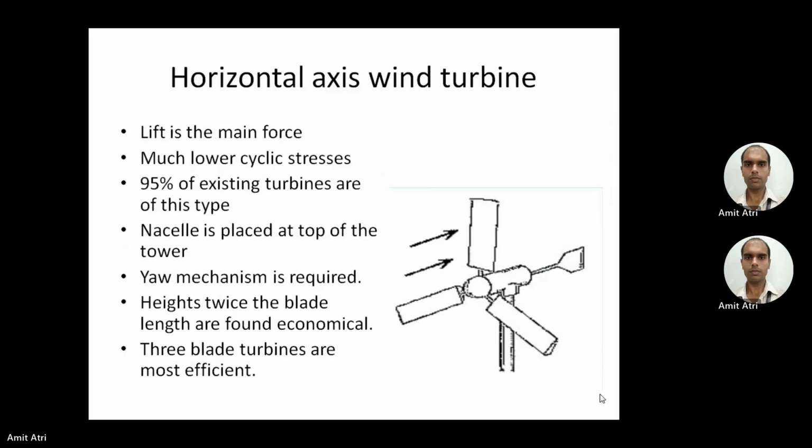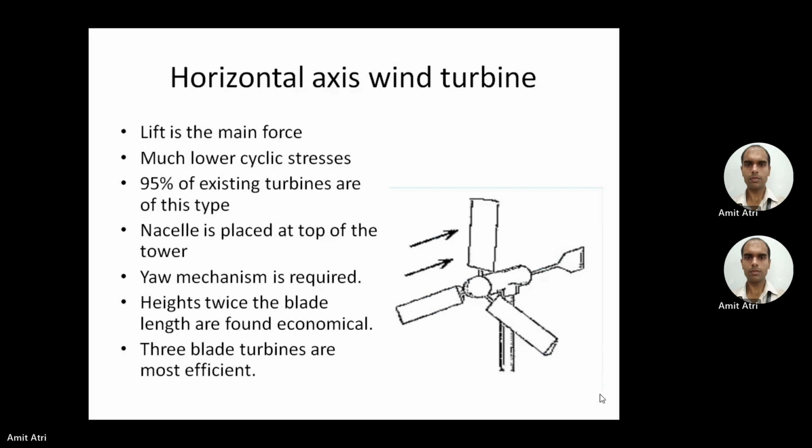Now comparing it with the horizontal axis wind turbine, which we studied in the beginning. Here lift is the main force. Drag is not there, lift is the main force. So cyclic stresses are less. And most commonly this type of horizontal axis turbine is being used, approximately 95% of the turbines are this type of horizontal axis wind turbine.